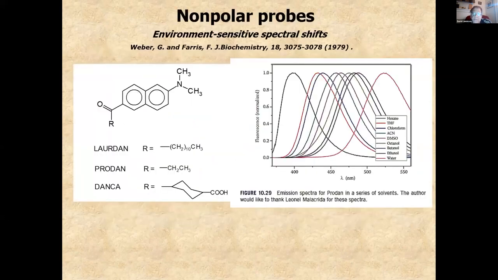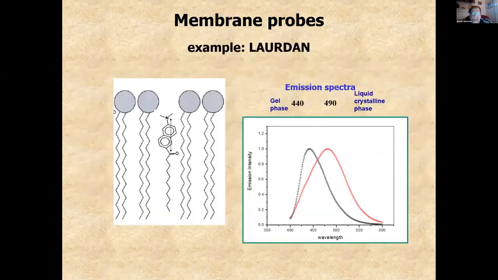And then nonpolar probes, such as the Dan series. You're going to hear a lot about Laurdan and other Dan probes in this workshop. And this was made by Gregorio Weber. We'll talk about him later. But the important property, as you'll learn, is that the spectral emission of these probes, like Laurdan or Prodan, depends on the environment. We see in cyclohexane it's very blue, and in water it's way over to the red. So you can use these to get information on the environment.